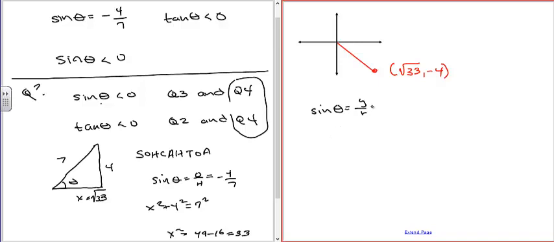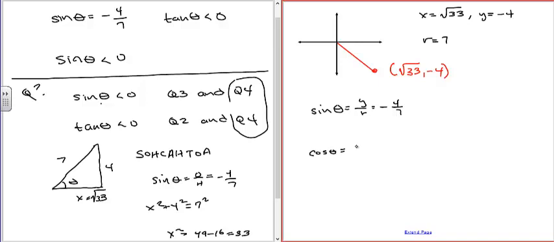The other way of doing it would be to remember that in the fourth quadrant the sine is negative, tangent's negative, cosine is positive. So that would be another way to think about it. But let's write all this stuff in here. Now, this negative sign, where did that come from? Well, it's due to this negative y coordinate. So we've got x equals the square root of 33, y equals negative 4, and r equal to 7. So the sine is negative 4/7.